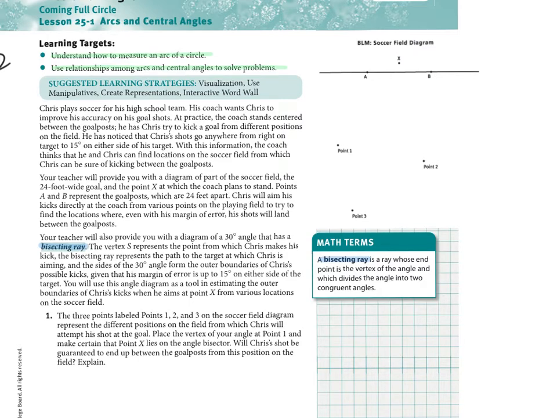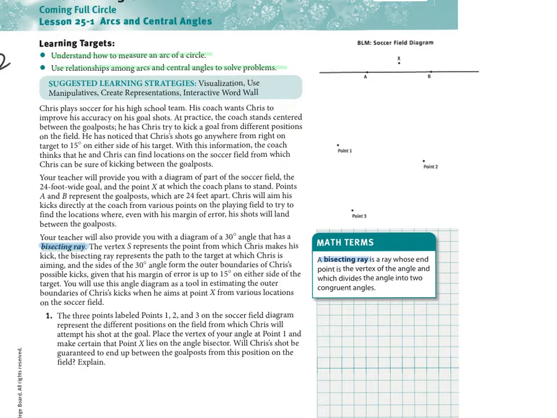Because it's going to be a little hard to do this activity without the visual, I'm going to talk it through with you. Our goal is to test these three different points right here, and we're going to see if, using a 30-degree angle that we set up, we're able to make it within the goalposts.